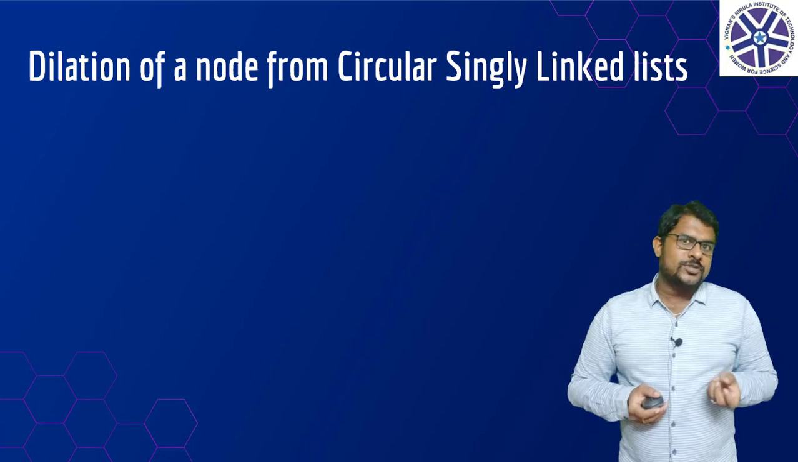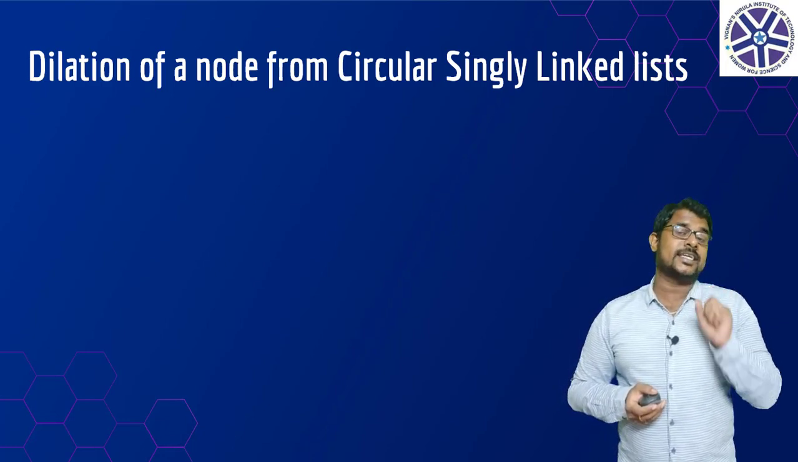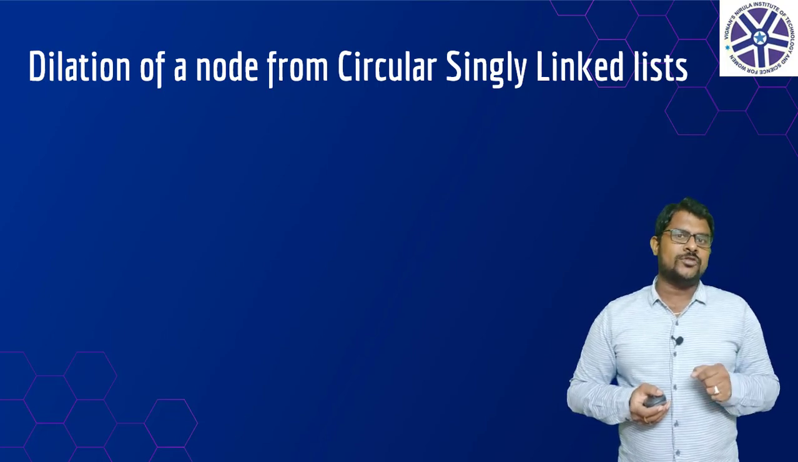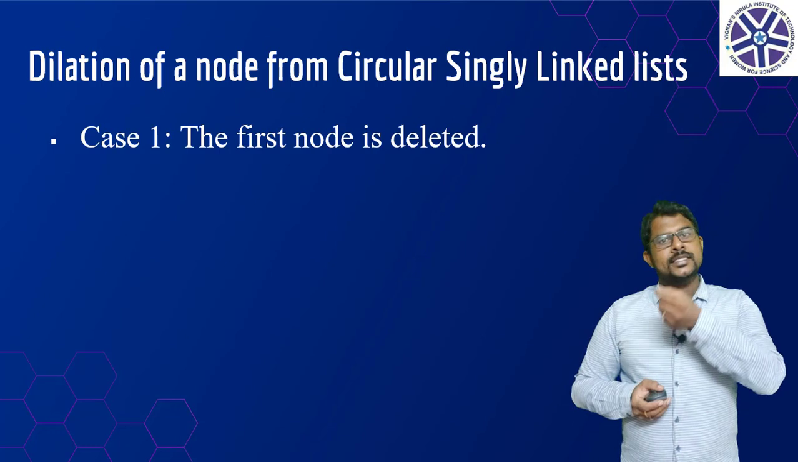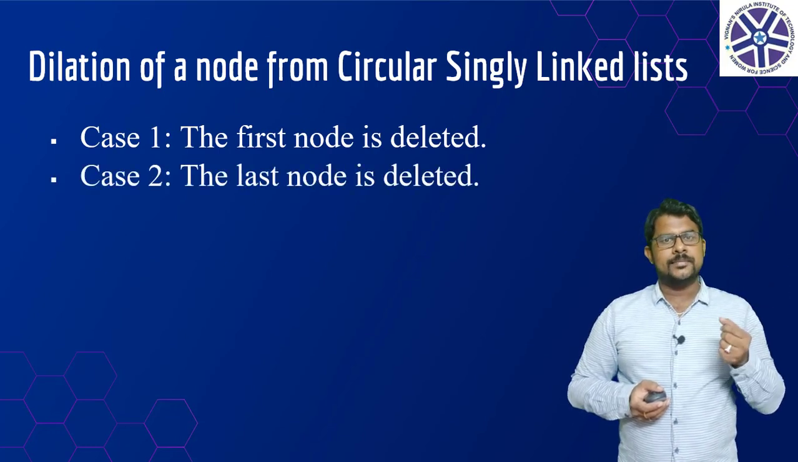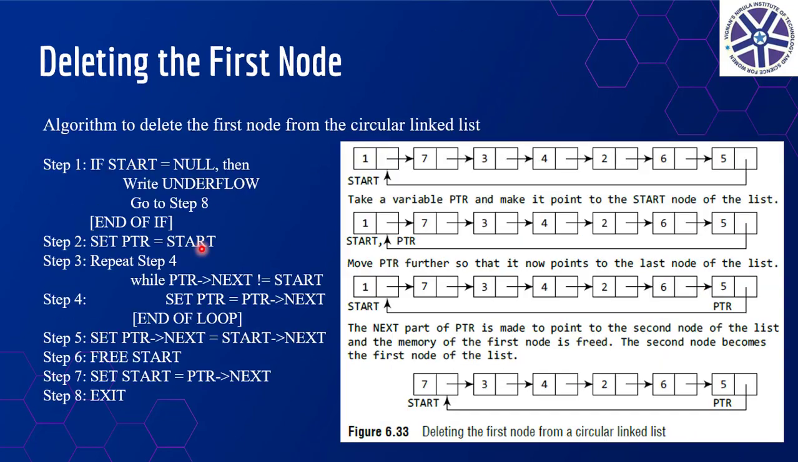That's it. When it comes to deletion from the singly circular linked list, here again we have 2 cases: deleting the first node or deleting the last node. In both the cases we are going to see how the deletion happens. Let us see the first case here: delete the first node from the circular linked list.